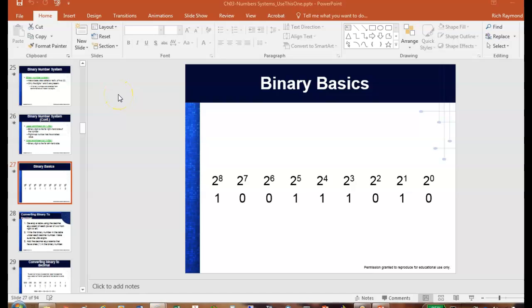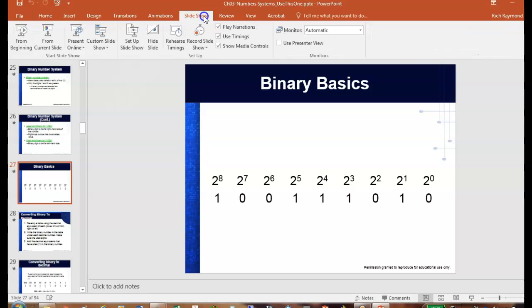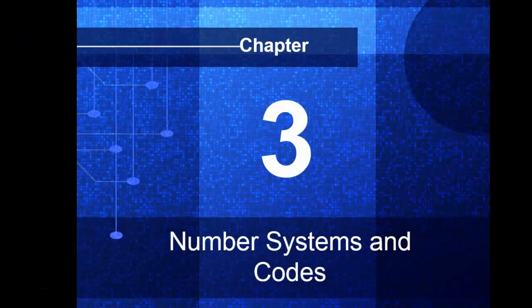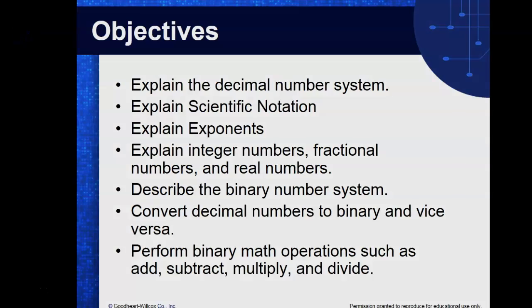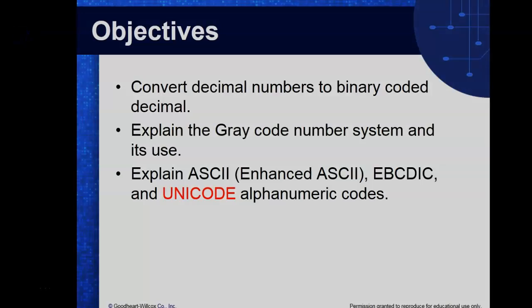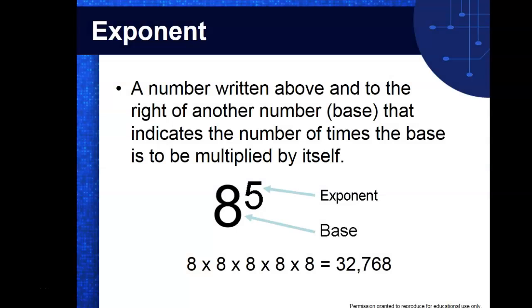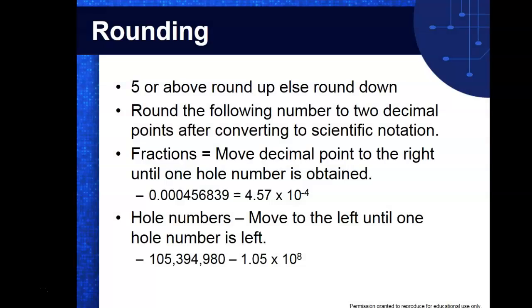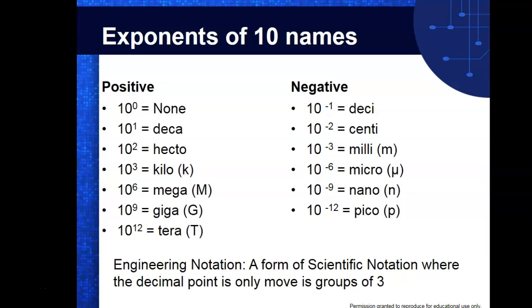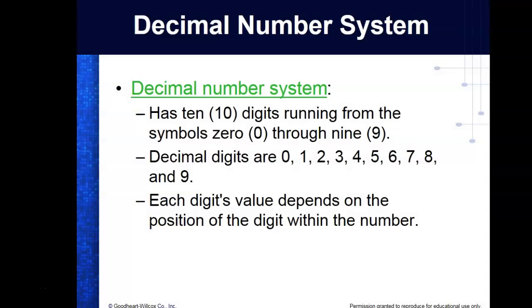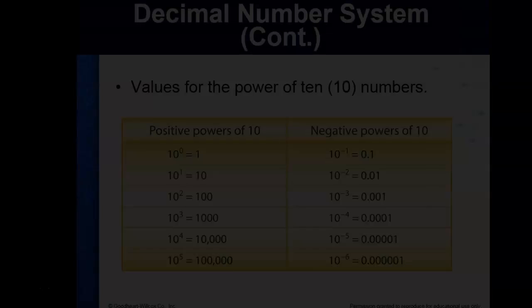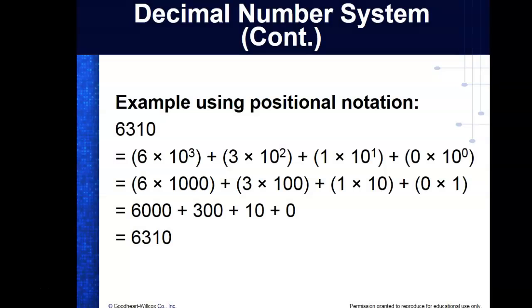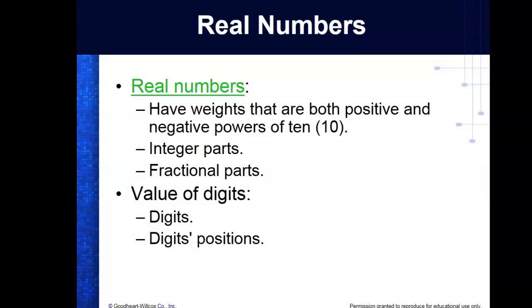So we were talking about numbering systems, right? And then we looked at the binary number system. We talked about bases, whole numbers, integers. We looked at the decimal number system, radix, engineering notation. We talked about real numbers.